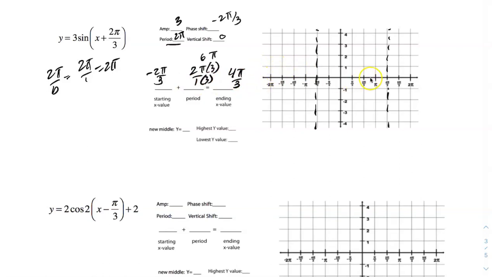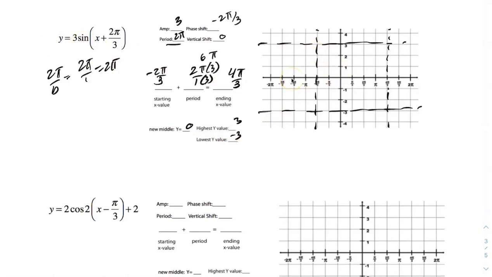I started at 0. What's my amp? My amp is 3, so I could go 3 up. So this is the highest I could go, and I could go 3 down. So this is the lowest I could go. So there's my box where I'm going to draw my sine function. I should probably have done this. My new middle, I don't have a new middle, 0 still, and then highest value is 3, my lowest value is negative 3 because of the amp. Anyway, so this is the box we're going to use. And we're doing a sine function.